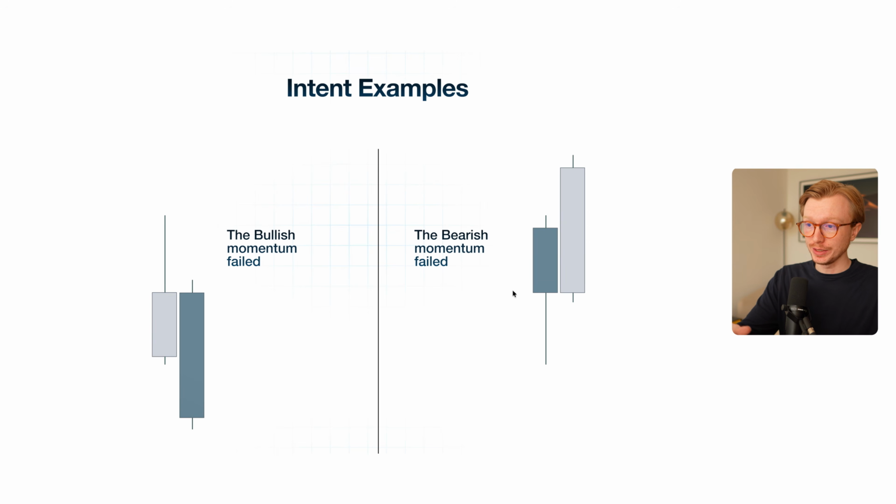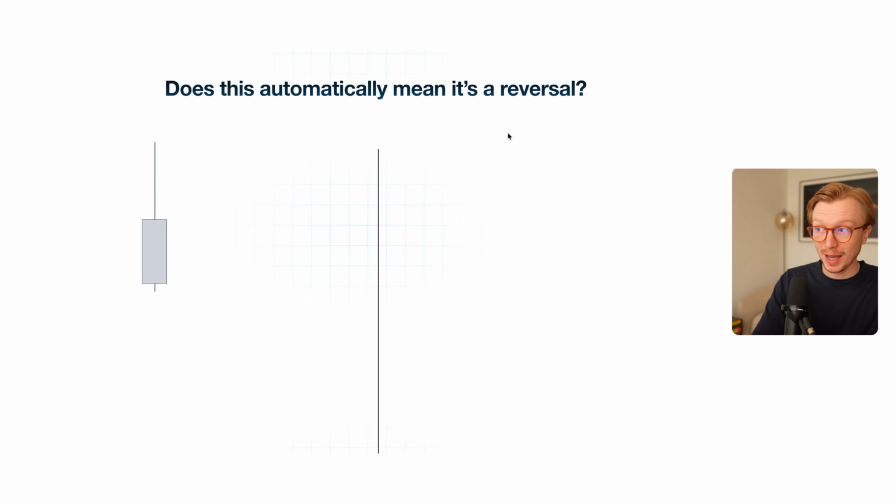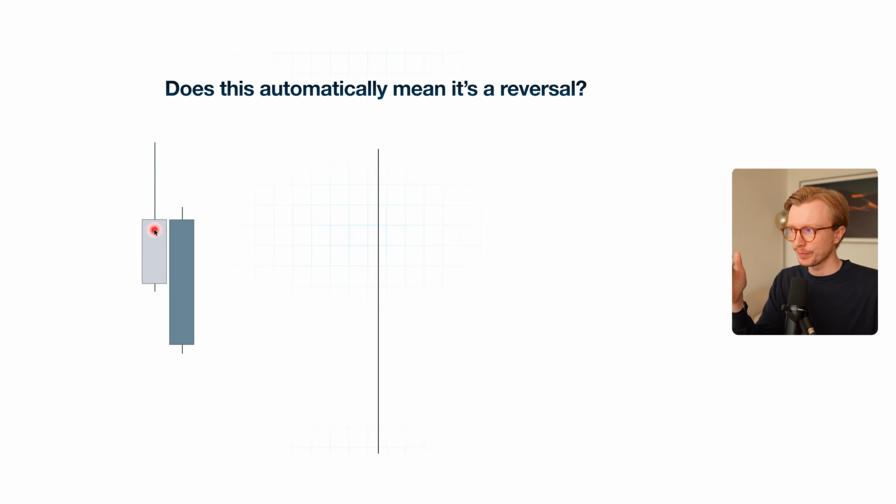Now, do these examples automatically mean it's a reversal? No, not necessarily. Because right here, when we try to continue higher and we create, for example, a long wick at the top right there, and we then continue lower, this, for all we know, could just be a retracement, and we could still continue higher. Because what does this tell you? Well, it tells you it tried to continue higher. Now it tried to continue lower.